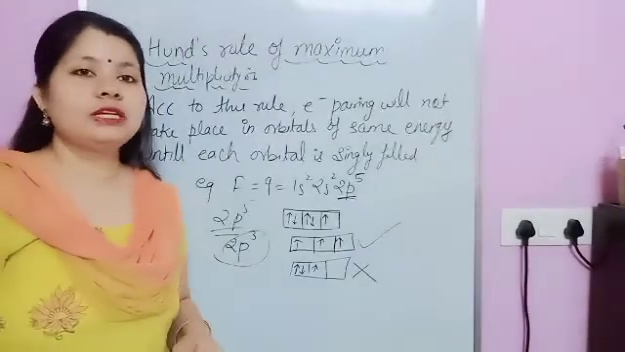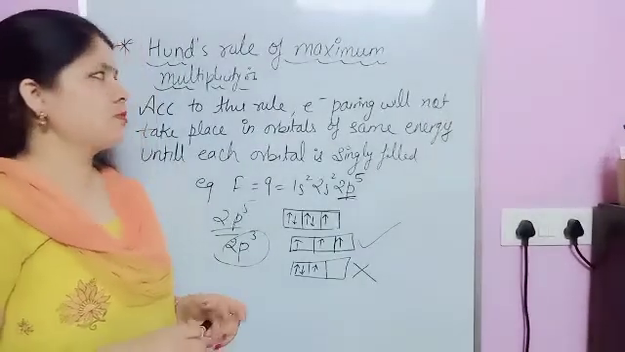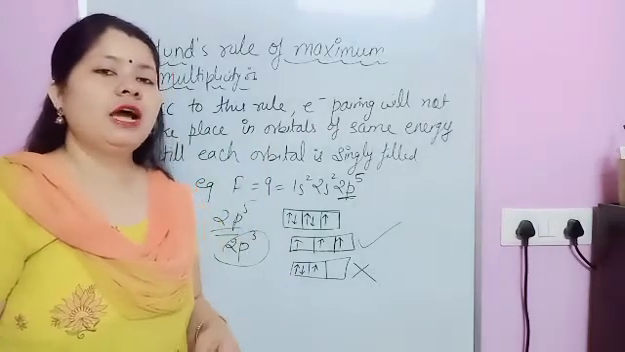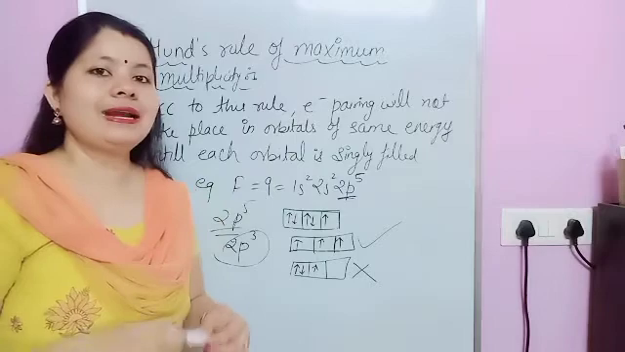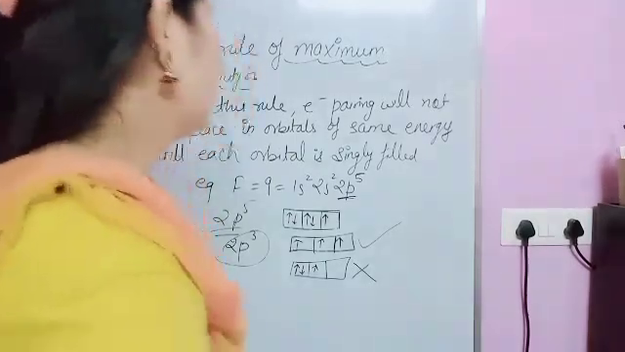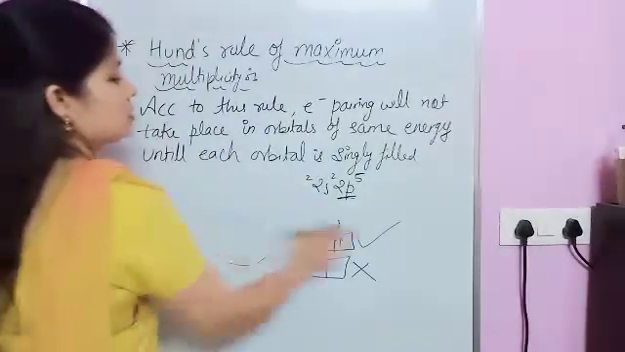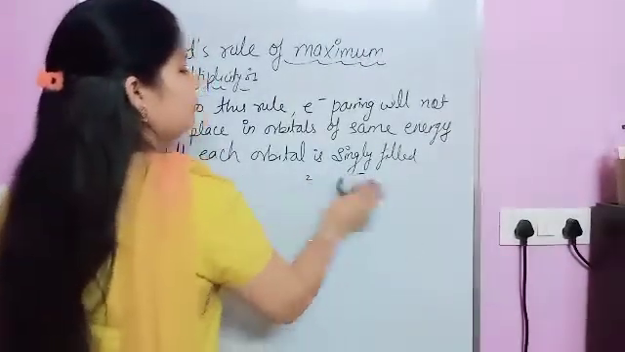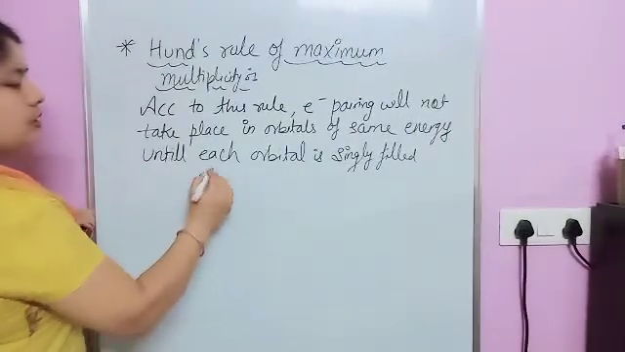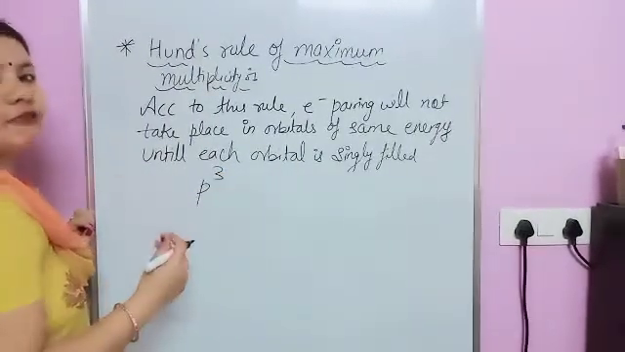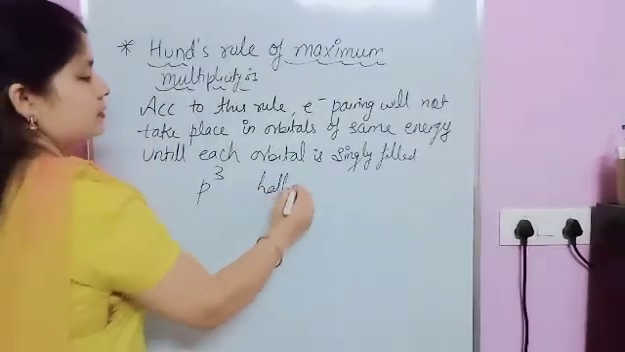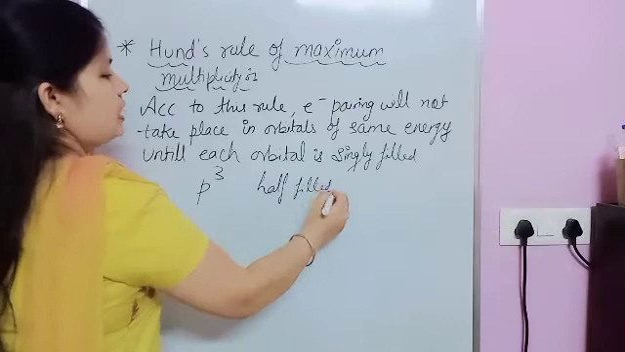Now one more thing is there for Hund's rule of maximum multiplicity. According to this rule, half filled and full filled orbitals are extra stable. The half filled and full filled orbitals, they are extra stable. Half filled and full filled means, in case of p, p3 is half filled, and this one is half filled like this.